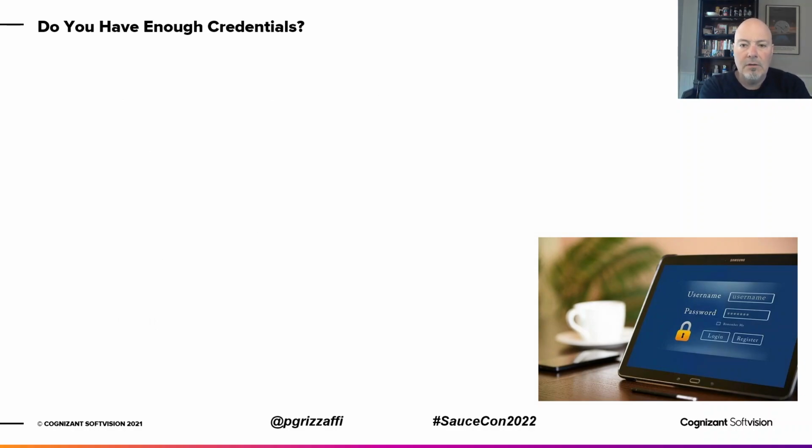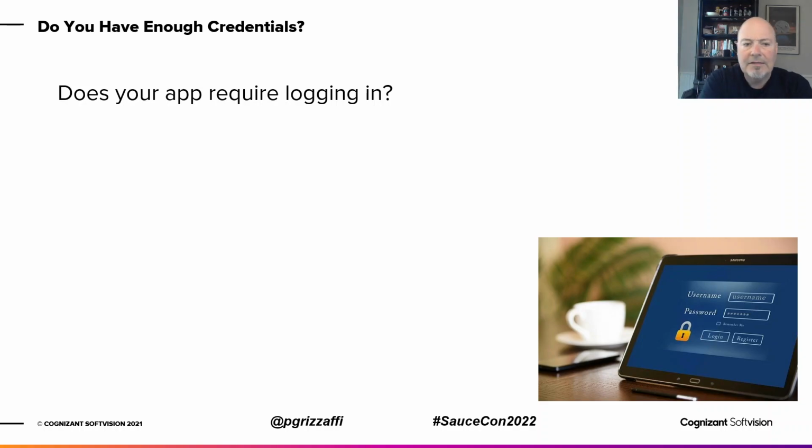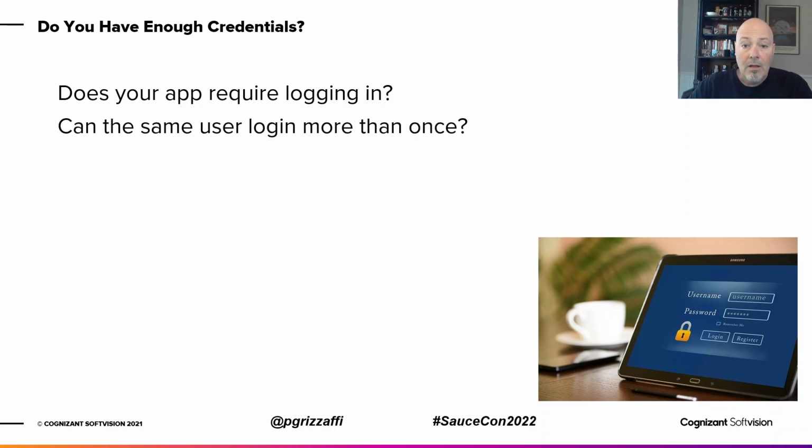So what about credentials? Do you have enough? What I mean is, does your application require logging in to do anything interesting, or is there a large portion of what you would want to do that you need to be logged in for? Perhaps you need multiple credentials, one for each of the concurrent test scripts you're executing. Because in some cases, you can't log in more than once to an application with the same set of credentials. Or perhaps you can, but you can't do it from the same machine.